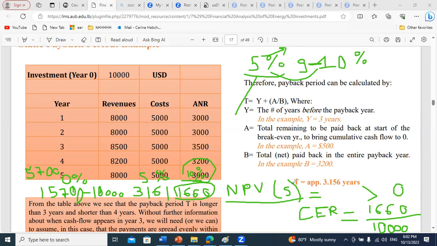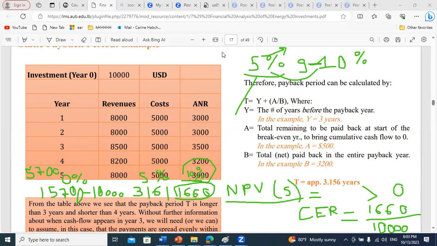So here you can set for yourself a certain target. Let's say I want to gain 30% of my investment. If I want to gain more than 30% of my investment, I should have a discount rate of nearly 5%. If I can accept 10% of gain, I can go up to 10% for my discount rate.